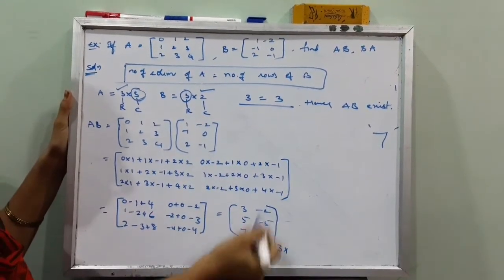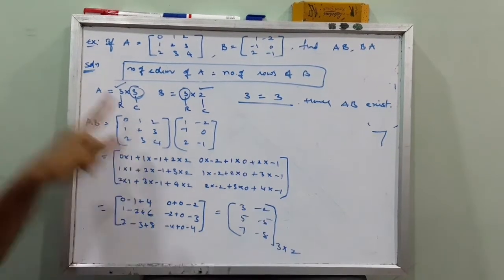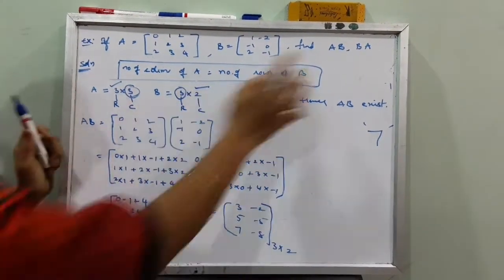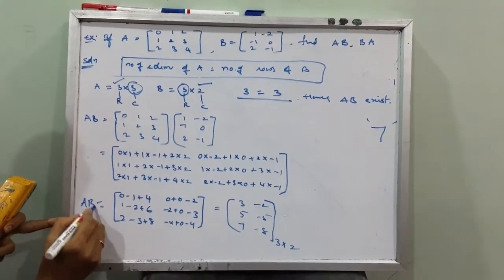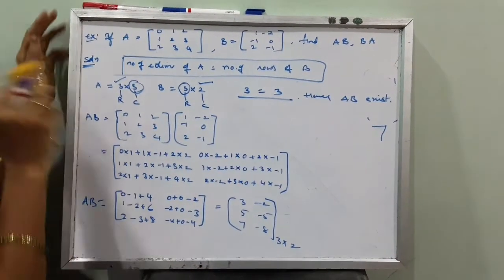Here we get a 3 by 2 matrix, 3 rows and 2 columns. This is the value of AB. Next we have to find BA. Now we find BA.